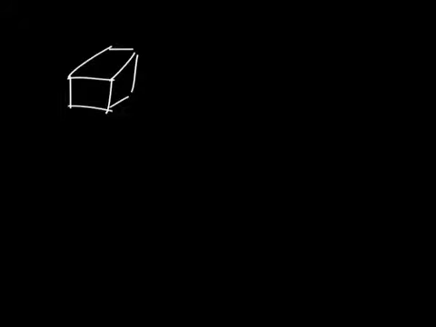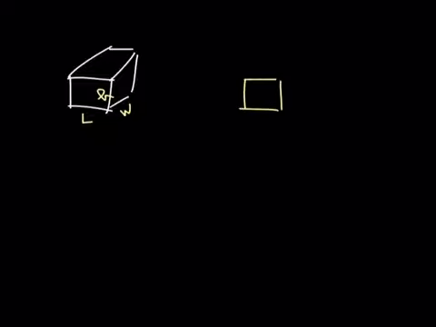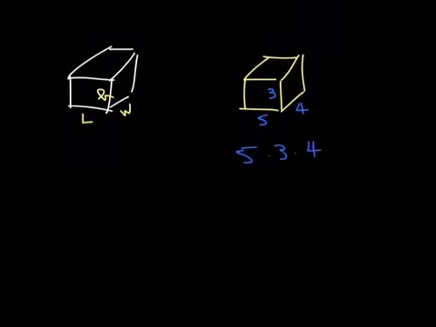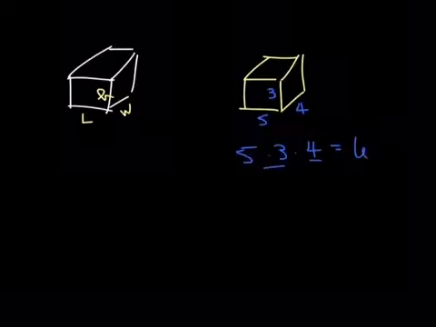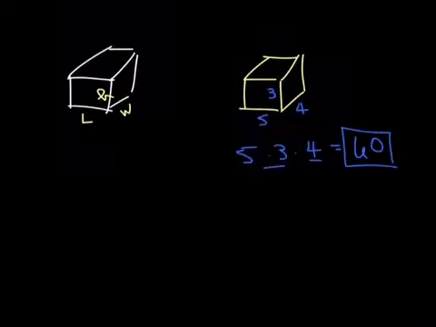Okay, so the way you find volume is you take the length times the width times the height. Okay, so let's say that we have this rectangular solid that's three-dimensional, and let's say that's 5, this is 4, and the height is 3. So you just multiply all those together. So 5 times 3 is 15, 15 times 4 is 60. Okay?